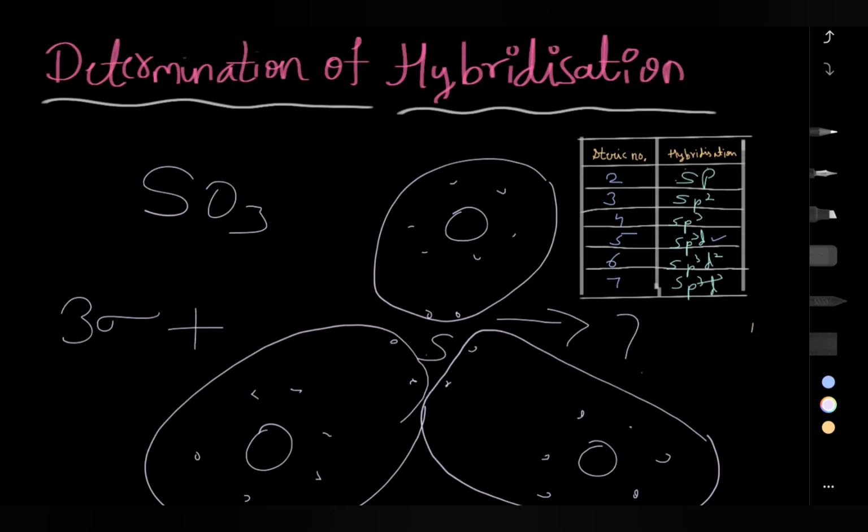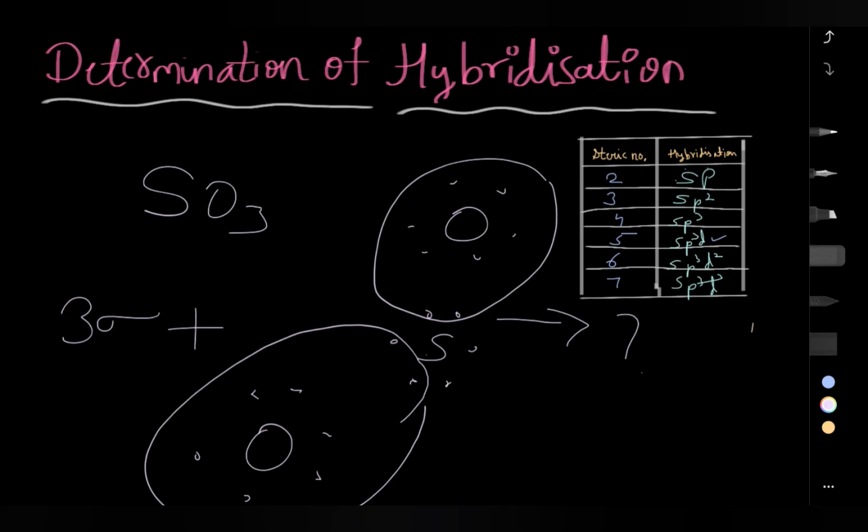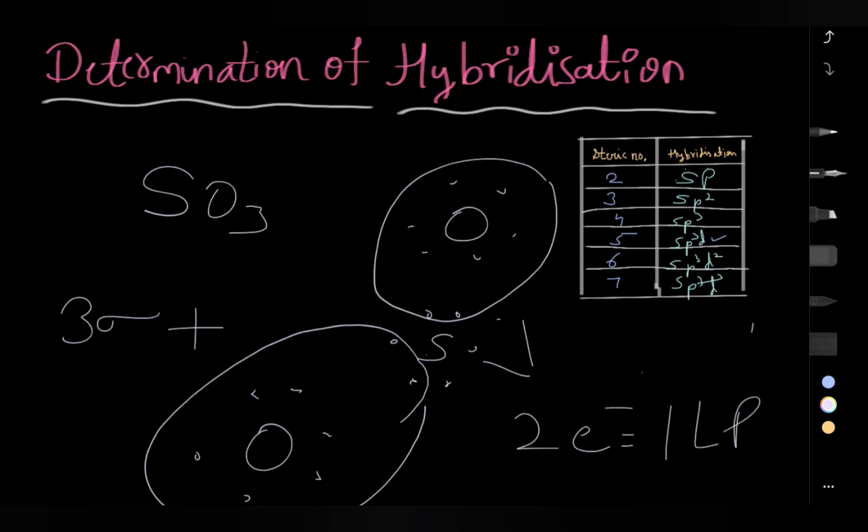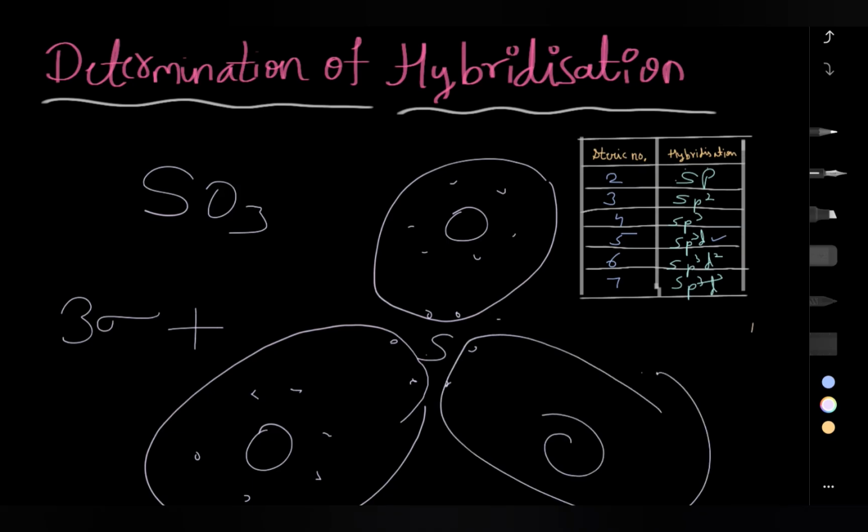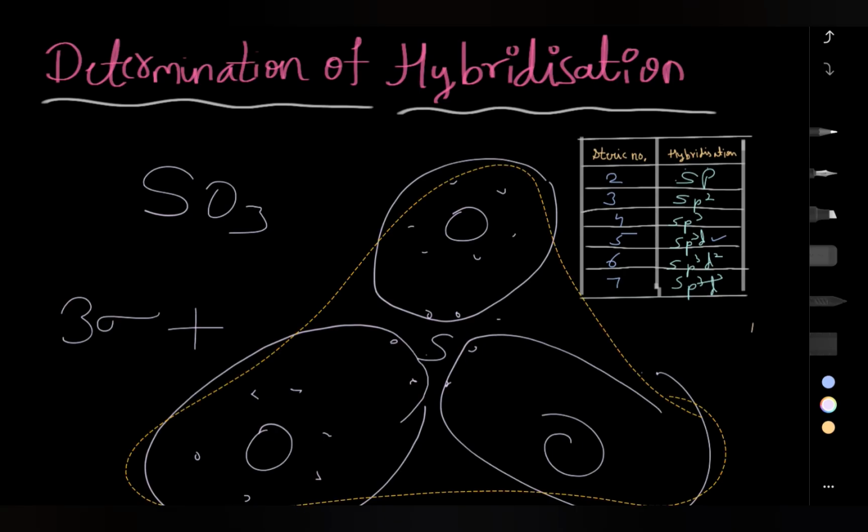If I erase this bond, if this O was not there, then I would get one lone pair. Why? Here 2 electrons would remain, and 2 electrons equal 1 lone pair. But what I have here is 3 oxygens, so they are also taking this. So the lone pairs are 0 here.